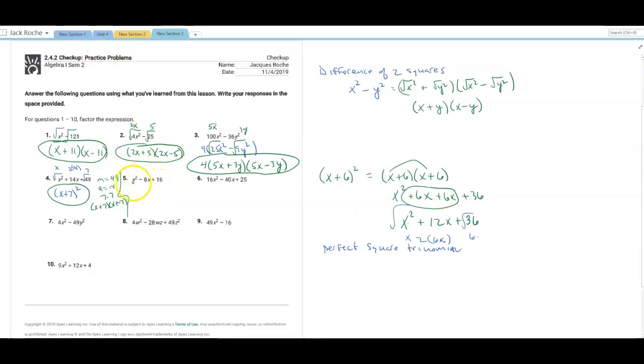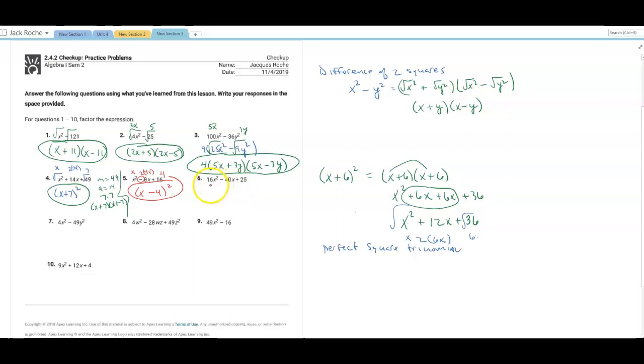Okay, the next one: is x squared a perfect square? Yeah, the square root of x squared is x. The square root of 16 is 4. If I multiply and double it, I get 8x. This is a perfect square trinomial, so this would factor as my first term, my last term. Now, since this sign is negative, it'd be x minus 4 all squared. You could also do it by asking what numbers multiply to give you 16 and add up to negative 8. That would be x minus 4, x minus 4.